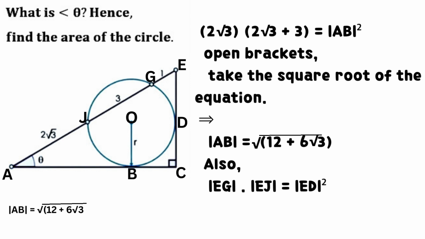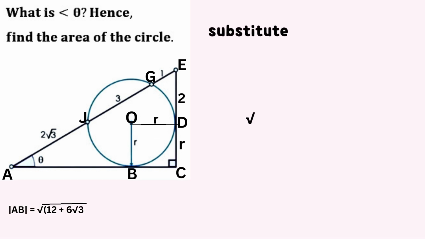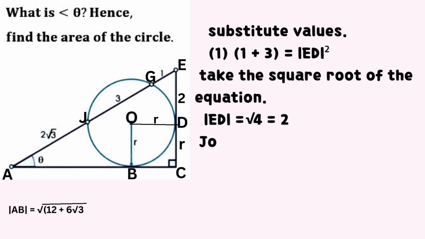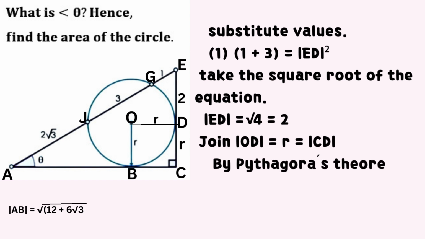Also, the product of line EG and line EJ equals the square of line ED. Substitute values, and we have that 1 times the sum of 1 and 3 equals the square of line ED. Take the square root of the equation. This implies that line ED equals the square root of 4, which equals 2.